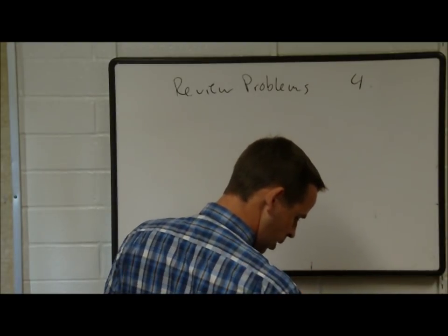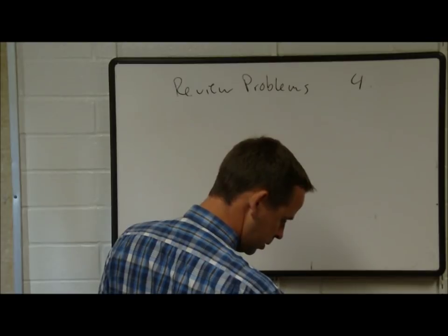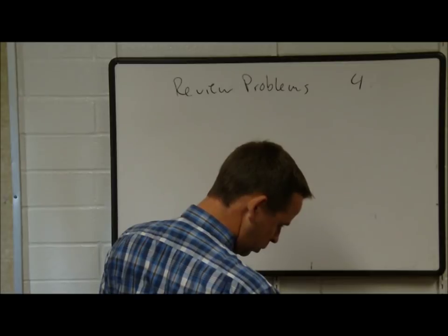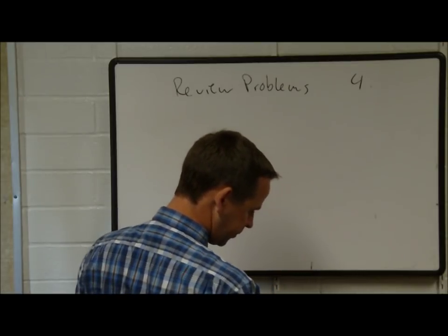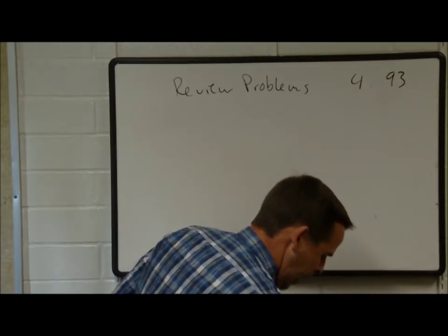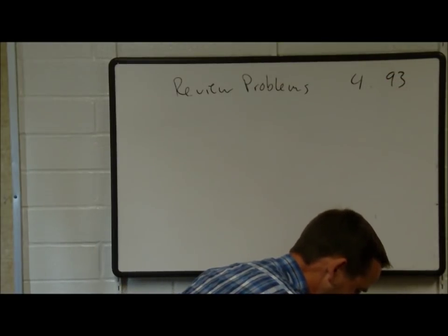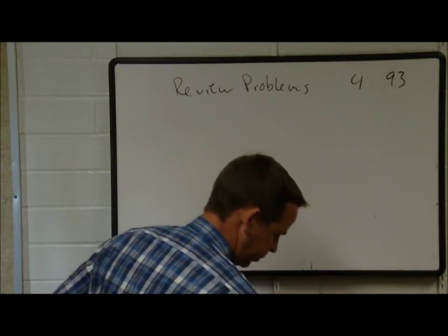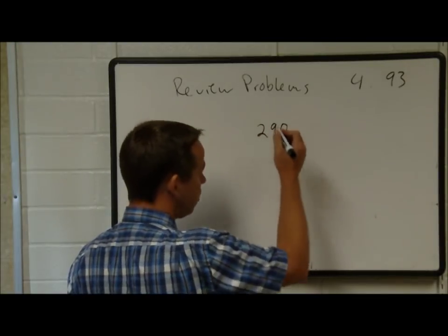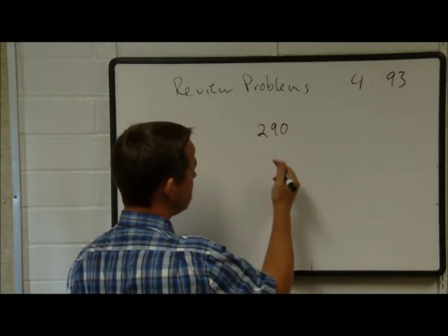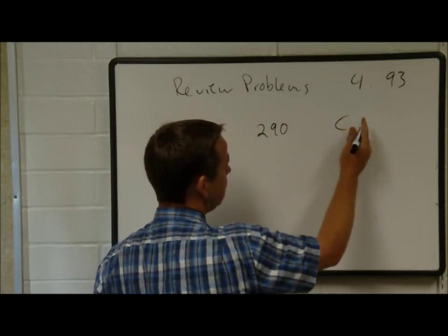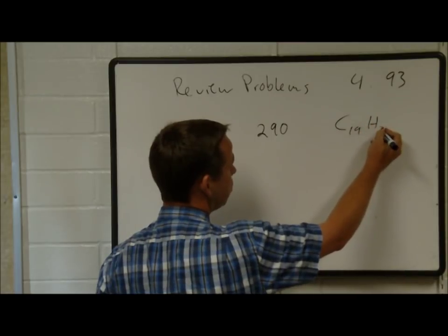493. Compound described in problem 489 was found to have a molecular mass of 290. What's its molecular formula? So this is 493, and it's referring to the one in 489. Its molecular mass was 290. 489, I can't remember what that formula was. It was like C19H30O2.